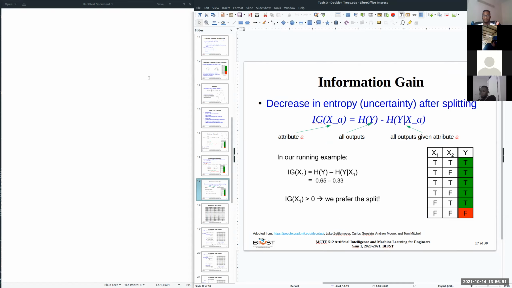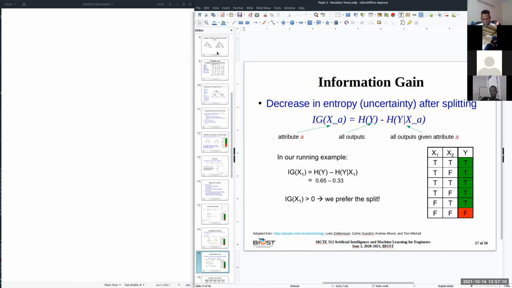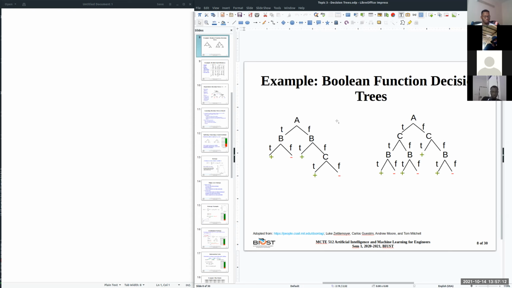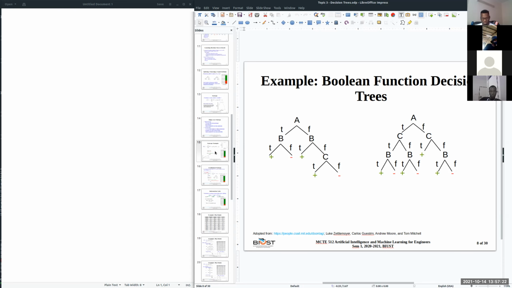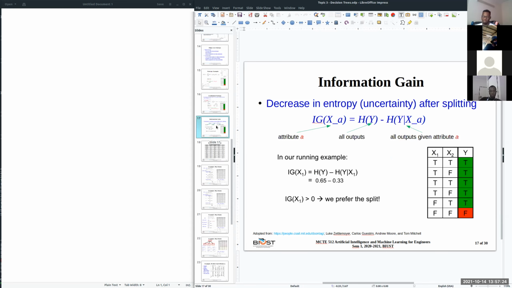Okay, let's continue. Please note that we are going to choose the highest information gain. The one with the highest information gain is where we choose the next split, that means the node of the decision tree. For example, we don't know which node should be first in the tree, whether A, B, or C. So we have to go through all the attributes to find the highest information gain.